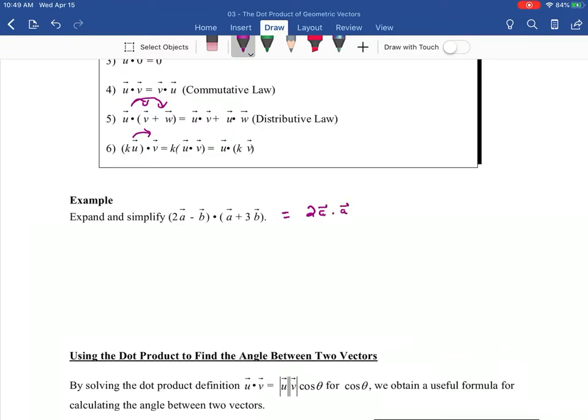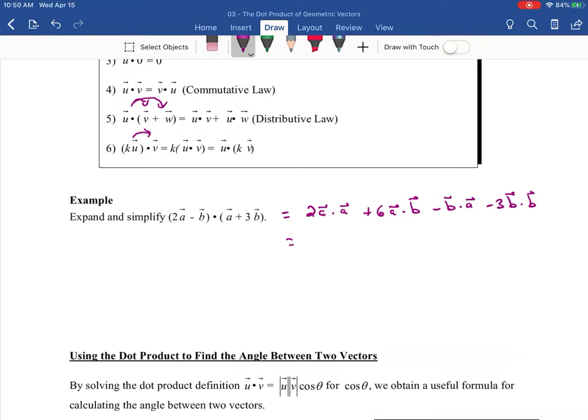To do the distribution, I go 2a dot a plus 6a dot b minus b dotted with a minus 3b dotted with b. That's just pure distribution, pure FOIL I did there, and I just wrote them all out.